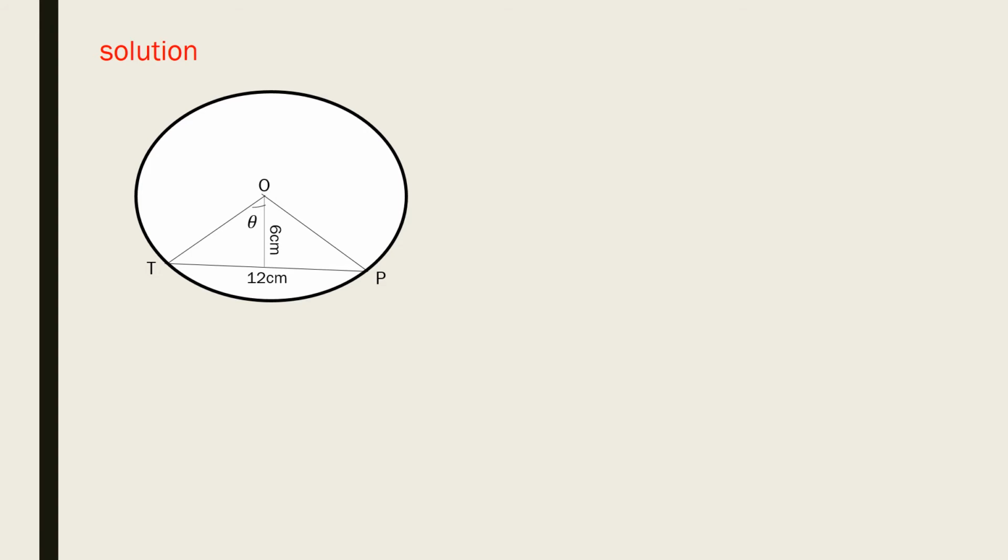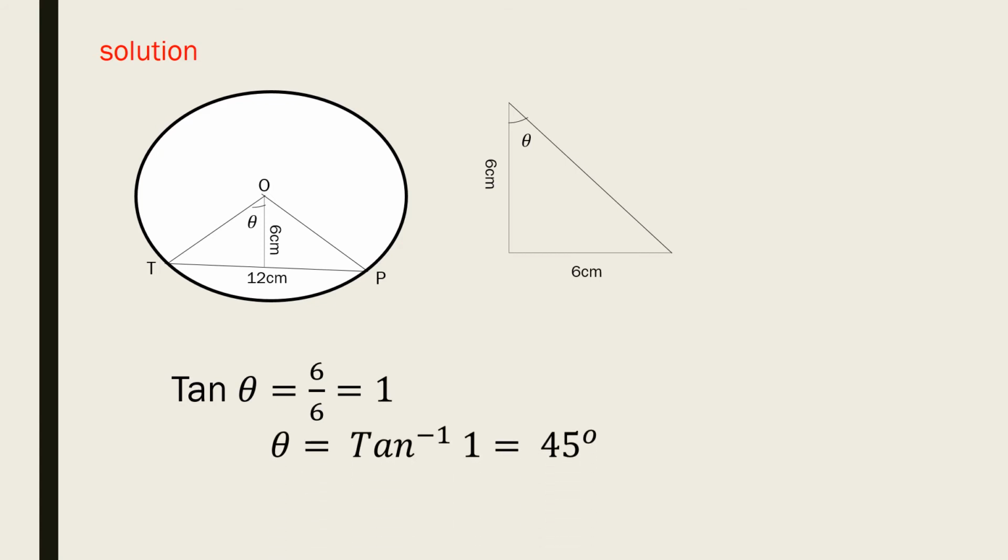So let me show you how I did it. I have to bring out one of the triangles. So let's solve now. Having one of the triangles, I figured out that the trigonometrical ratio that will do the magic is tangent. So tan theta will be 6 over 6, that is opposite over adjacent, and opposite is 6, adjacent is also 6. So dividing, we have 1. We'll find the tan inverse of 1, which is 45 degrees.